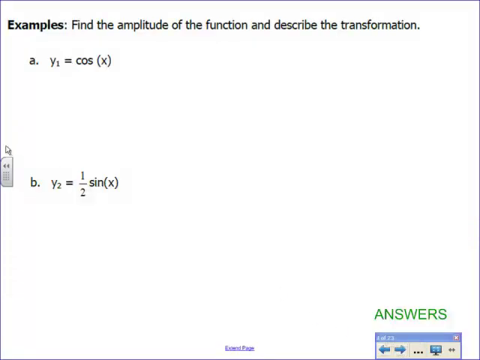So the first few examples actually ask you to find the amplitude and just describe its transformation. Number 1, you'll notice that there is no number out front, which really means that it's a 1. 1 times cosine of x is going to mean the amplitude is 1. And since it's just normal, there's going to be no transformation from the original.